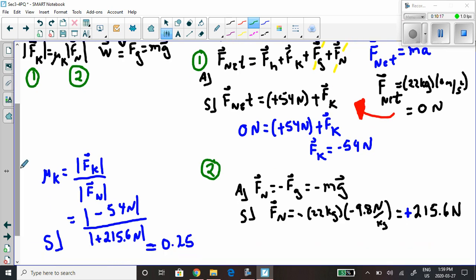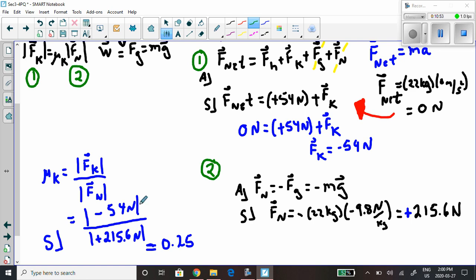There it is, part 2, right here. Normal force is equal in magnitude, opposite in direction to the force of gravity, negative m times g. Just like in the previous example, I plug it in and I actually get the same answer. It wouldn't change. And now I can rearrange this equation, and I get the coefficient of kinetic friction, mu k, is equal to the force of kinetic friction divided by the normal force. I put in the values right there, negative 54 newtons divided by positive 215.6 newtons.